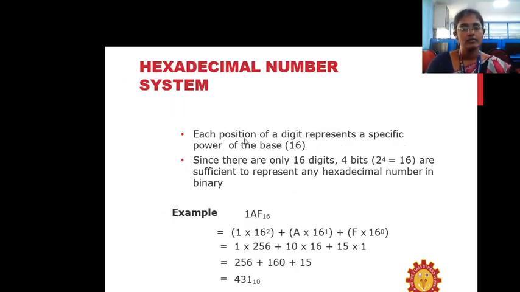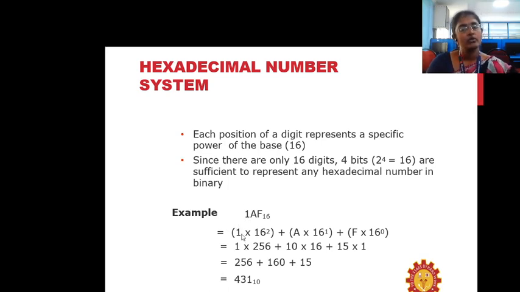Each digit position is represented using 16 to the power of its position. Here is the example, given as 1AF, with the base, that is the radix point, of 16. Now we are going to convert this hexadecimal value into our day-to-day number, that is the decimal number.